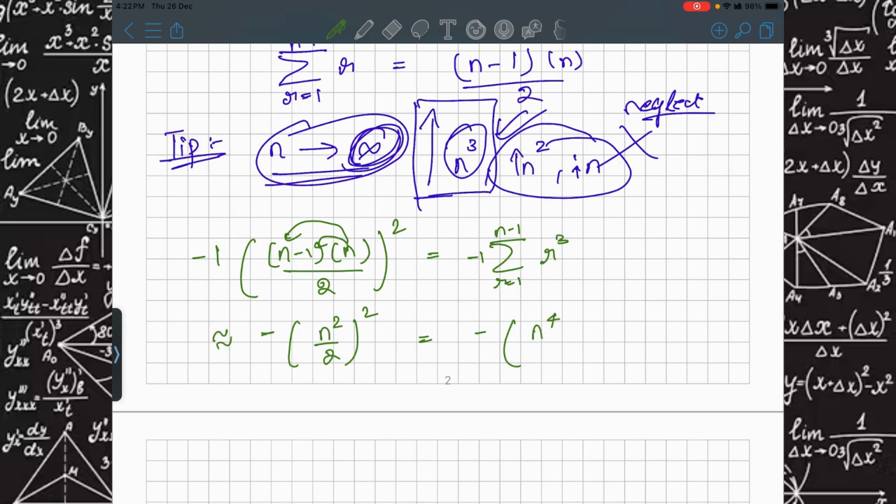This is the approximate value, not the correct one. Not the exact one. So this is n power 4 by 4. So we have got the value of this.